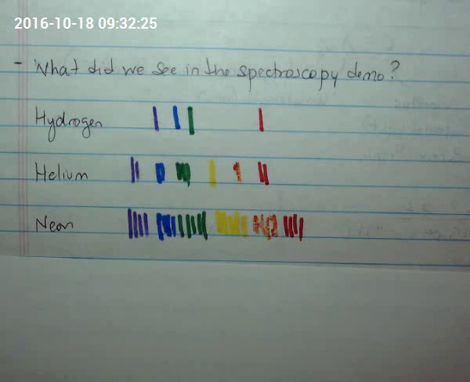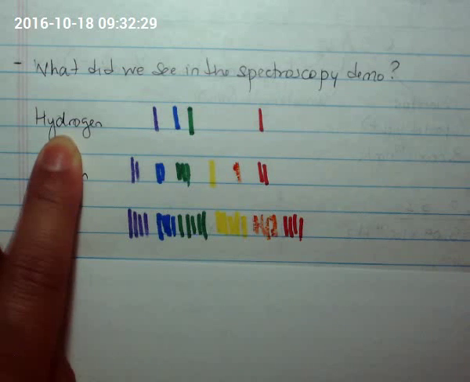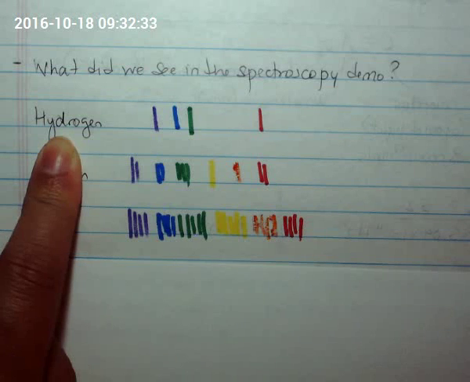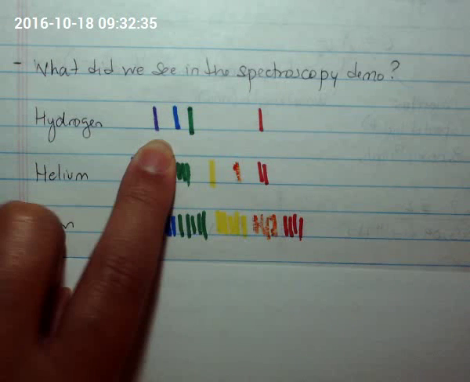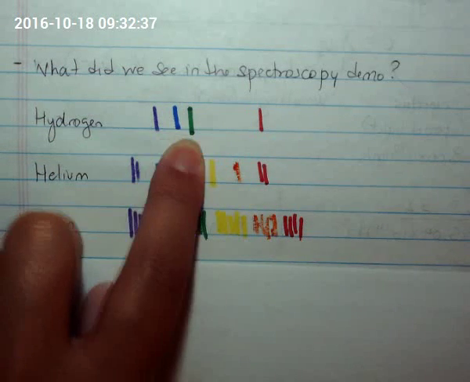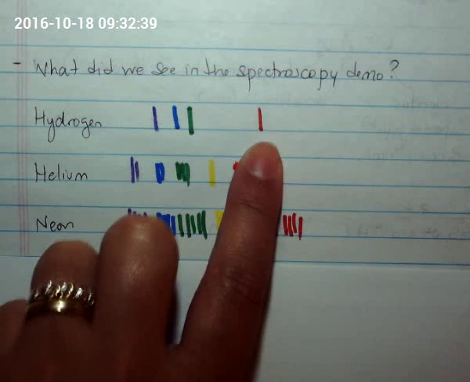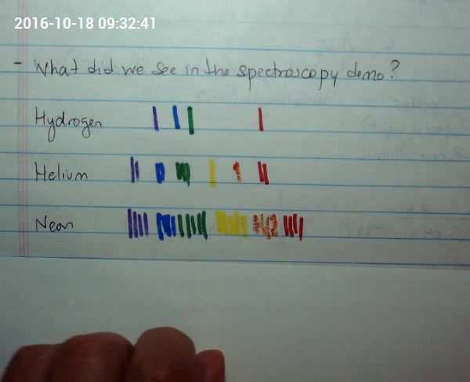All right, so for hydrogen, what do we see? You saw maybe 4 lines, right? When you looked through the spectroscope, you saw a violet line, a blue line, a green line, and a red line. What was obviously missing in that particular spectrum? Yellow and orange.